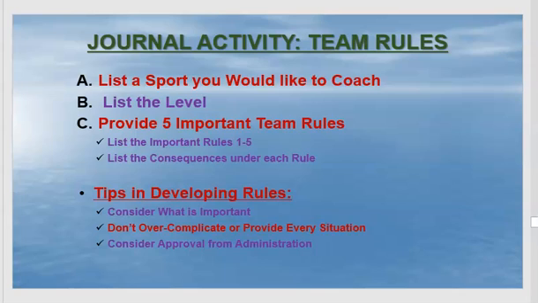So A and B are pretty simple. I want to coach volleyball, and I think I'm probably going to start out at the middle school level. So there's your A and B. So for C, I want you to think, what are 5 important team rules you would have? What I want you to do is list rule 1 through 5. After you think about it and write it down, put them in importance order, 1 through 5. And then list a range or the possible consequences for breaking each rule under that rule.